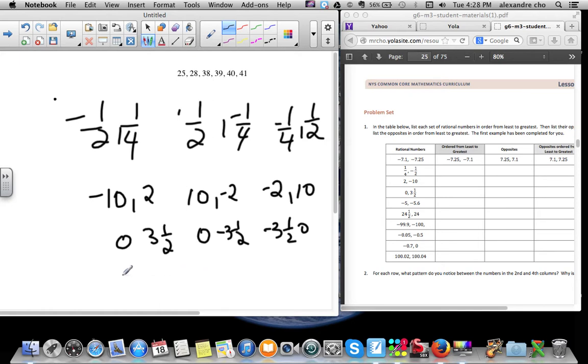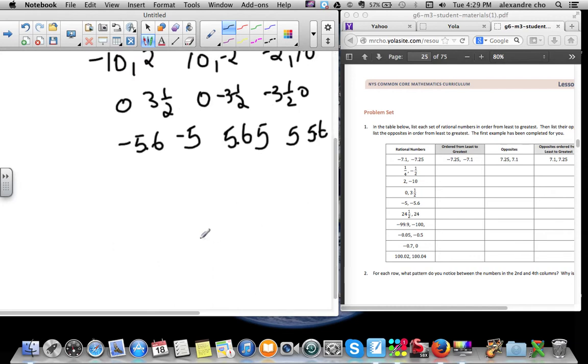Negative 5 and negative 5.6. If I want to order them from least to greatest, negative 5.6 is a smaller number, and then negative 5. Their opposites are positive 5.6 and 5. And ordered from least to greatest, it's 5 first, and then 5.6. Okay. 24.5 and 24. Obviously, 24 is a smaller number, and then 24.5. Their opposites are negative 24 and negative 24.5. And those two numbers from least to greatest, the least number would be negative 24.5 and then negative 24.